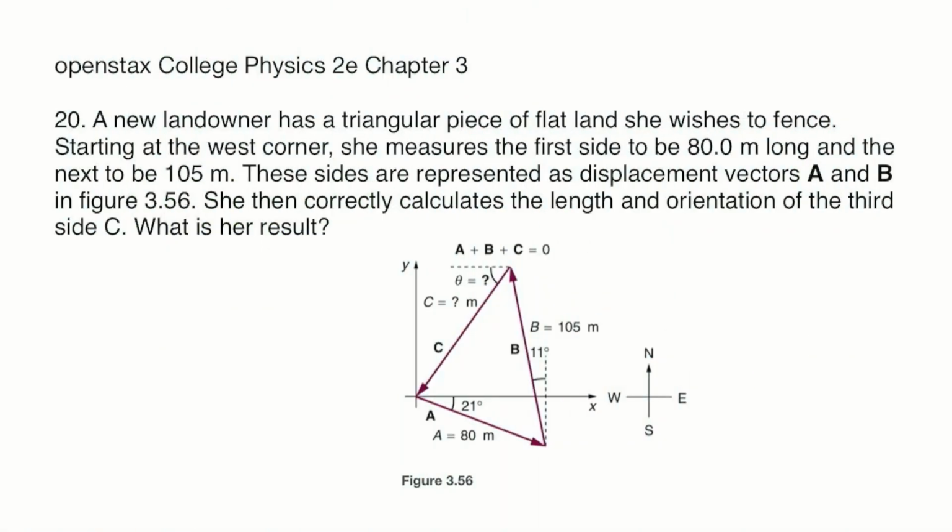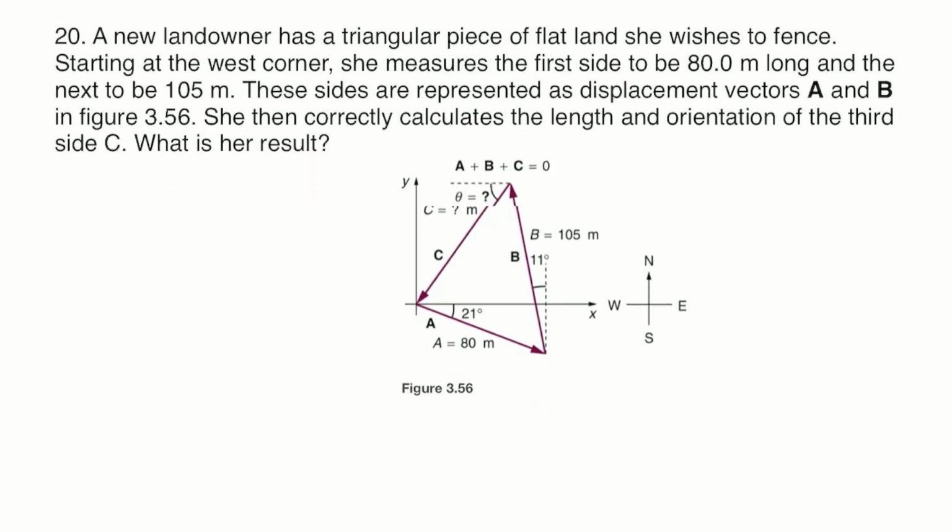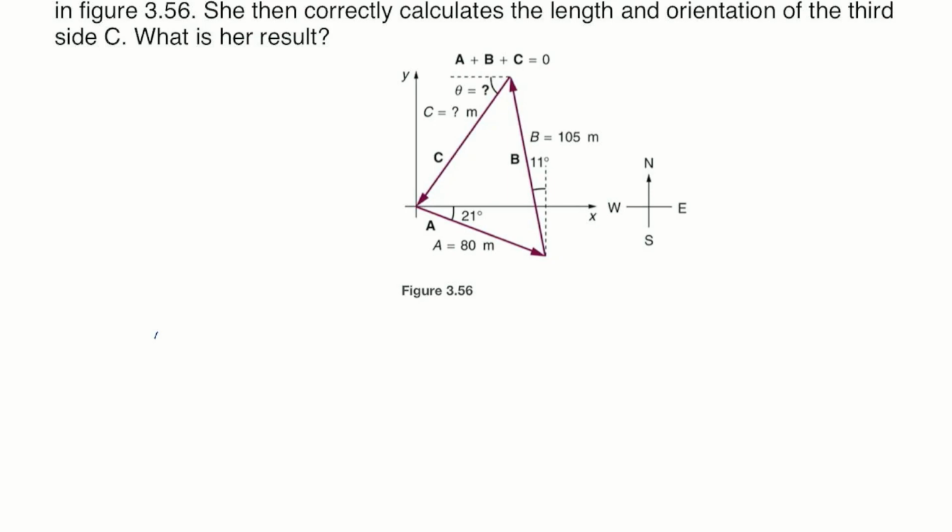In this problem, we have a new landowner. She has a triangular piece of flat land that she wants to fence. We know the lengths of two sides and we know the angles, and we need to calculate the length and orientation of the third side, which is side C. First we can note that vector A plus vector B plus vector C is 0.